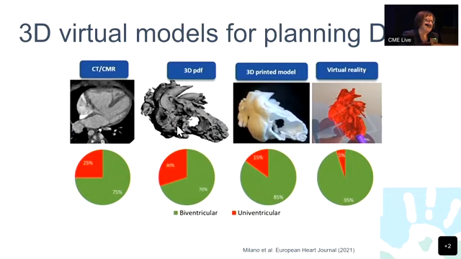From the 3D CT or MRI, pretty similar. 70% were felt to be able to go for a biventricular repair. Using a 3D printed model, slightly better. They felt 85% could go for a biventricular repair. And then using this virtual reality method where they could play around with the heart, 95% were estimated to be able to go on for biventricular repair.